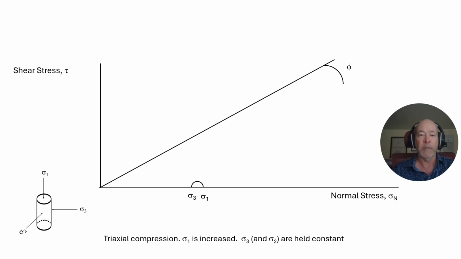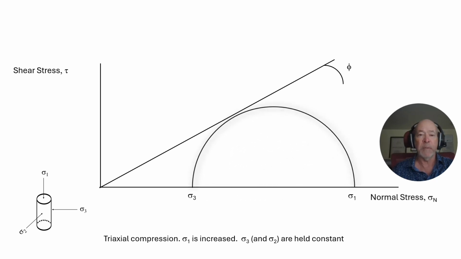We start loading this thing up in triaxial compression. Sigma 1 is increased, the critical stress. Sigma 3 and sigma 2 are held constant. So what happens to that circle, of course, is that it grows and grows, except sigma 3 stays in the same place. We're looking at total stress until it hits that failure envelope.